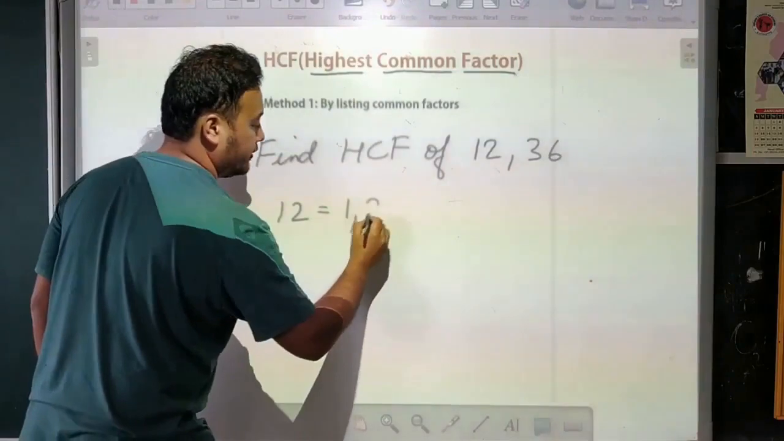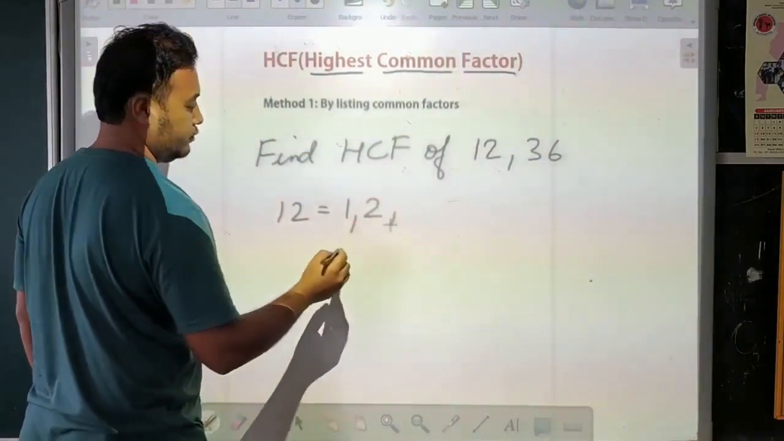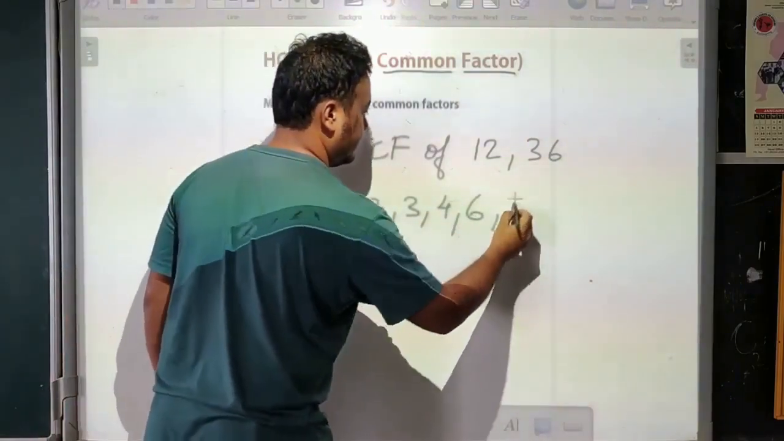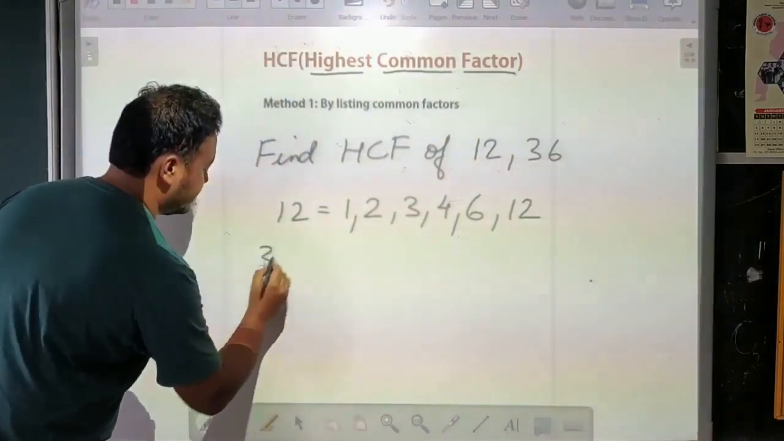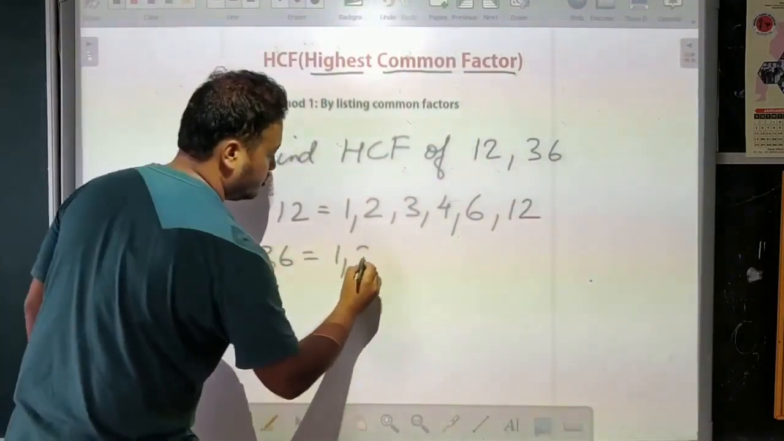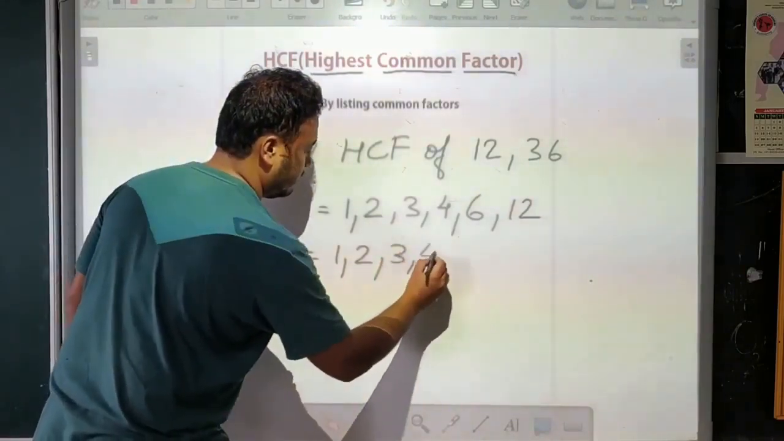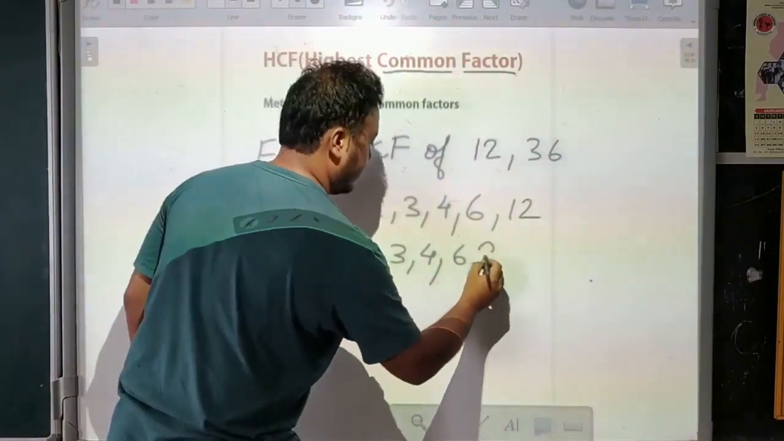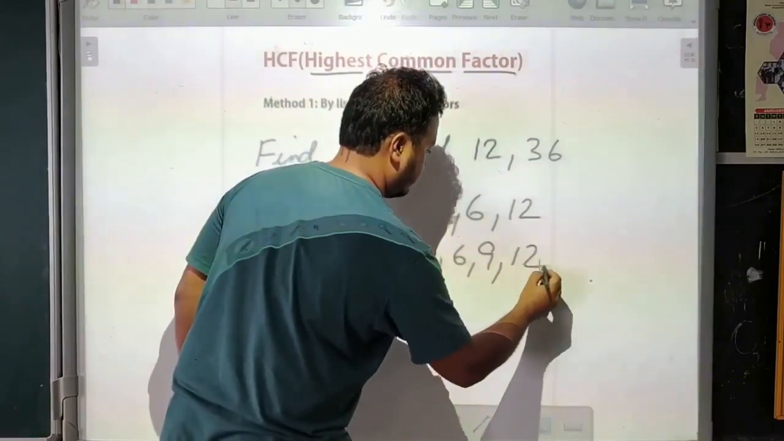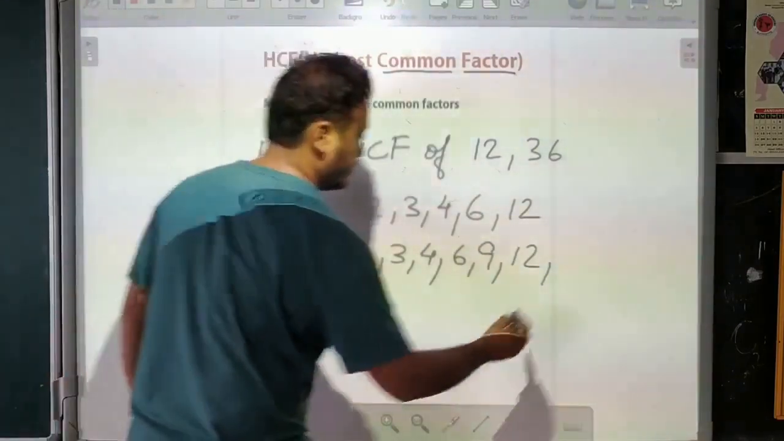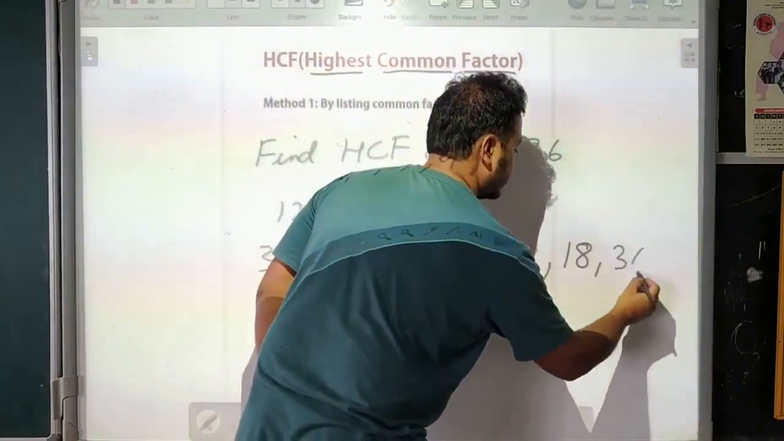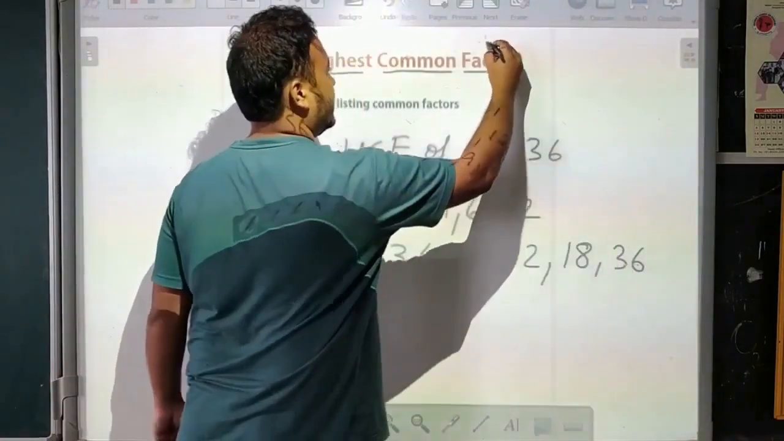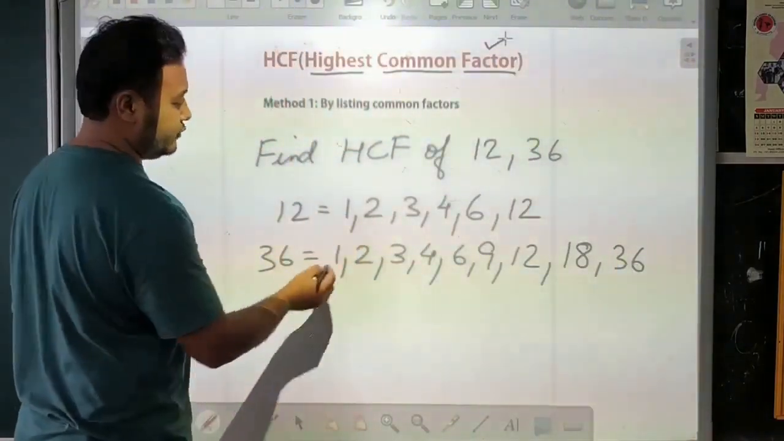If you find the factors of 12, you'll get 1, 2, 3, 4, 6, and 12. And the factors of 36, you have 1, 2, 3, 4, 6, 9, 12, 18, and 36. Okay, so these are the factors of 12, these are the factors of 36. So we are done with finding the factors of both the numbers.